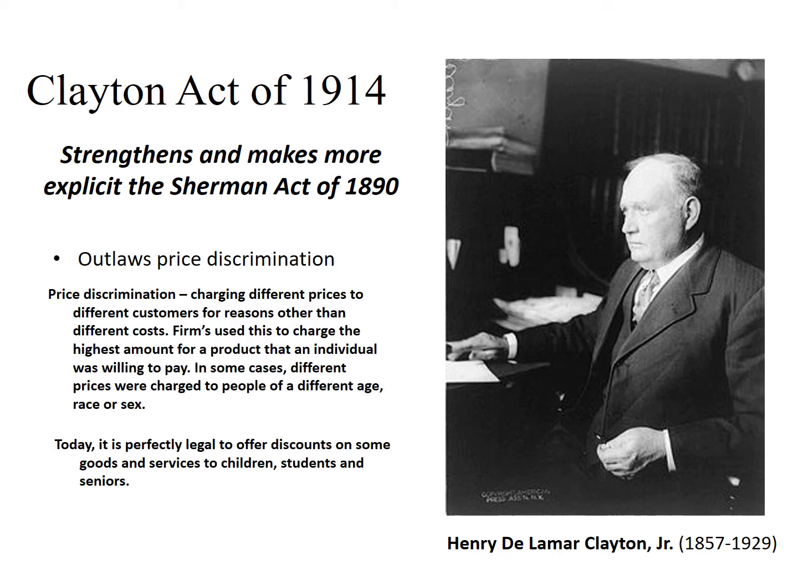The first provision of the Clayton Act was to outlaw price discrimination. Price discrimination means charging different prices to different customers for reasons other than differing costs. Firms used this to charge the highest amount for a product that an individual was willing to pay. In some cases, different prices were charged to people of a different age, race, or sex. Today, it is perfectly legal to offer discounts on some goods and services to children, students, and seniors.